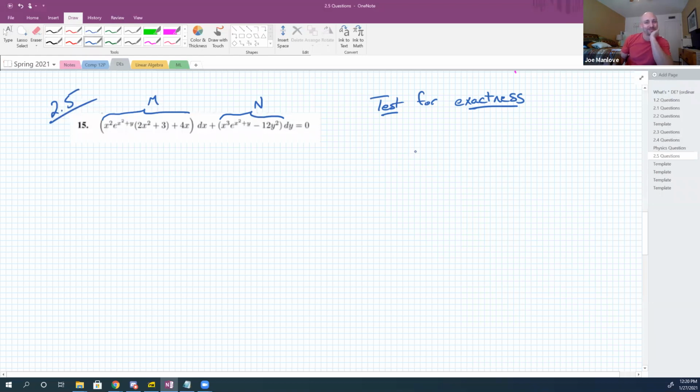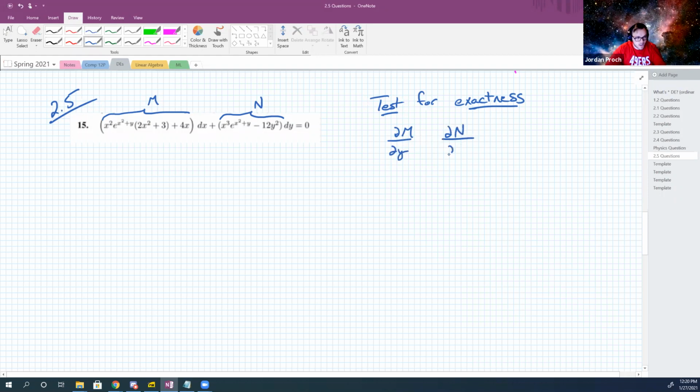So what am I doing, Jordan? We should take the partial m over partial y, and then partial n over partial x, and they should be equal. Good, perfect. That's the test for exactness. If these are equal, then it's exact. If they're not equal, then you can say it's not exact and you can go on with your day. Unfortunately, in engineering, what that means is that you have to find a different way to solve it. You would much rather have it be exact because that means you can solve it easily.